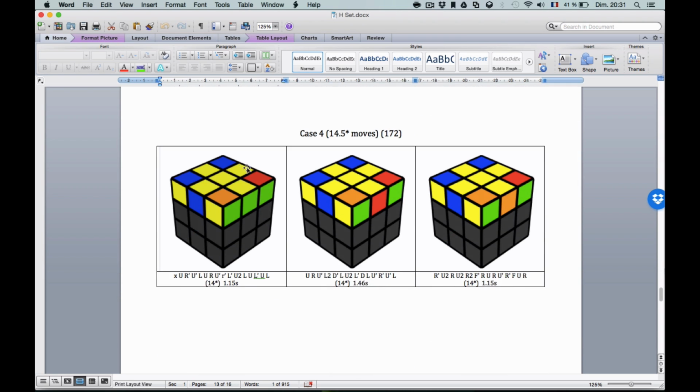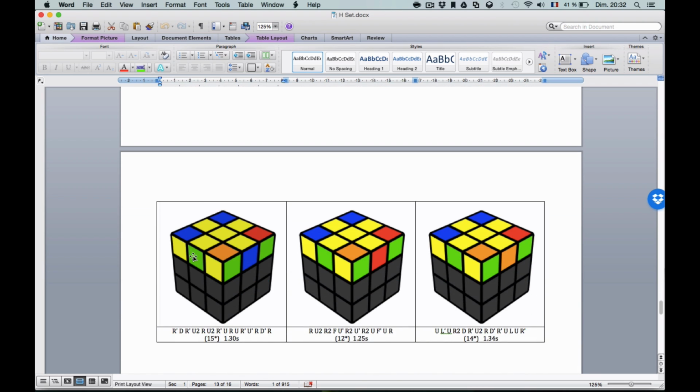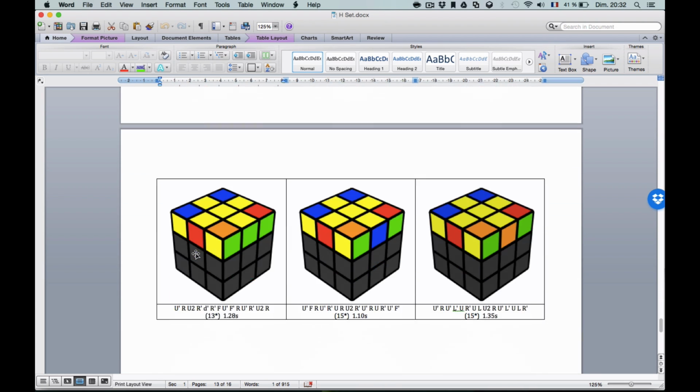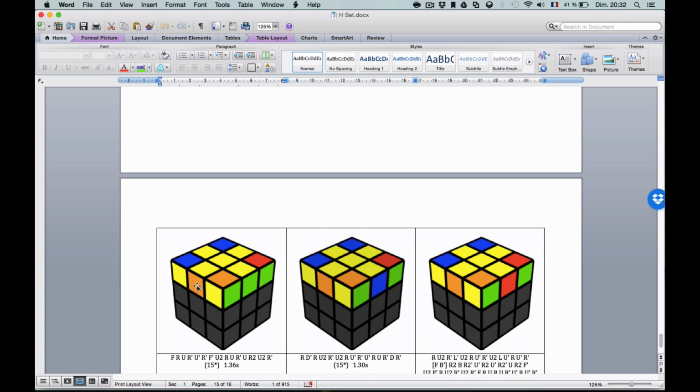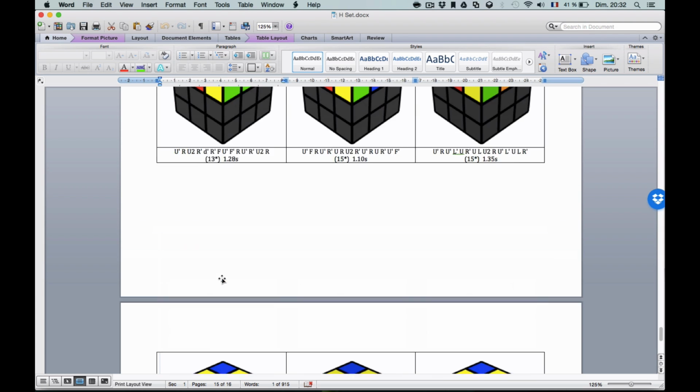For the last case, where the pieces that match up are on the left, I compare them with this piece. You can see that here they match up, here they're opposite, and here this piece, I compare this piece to this one. You can see that they're the same. And for the last set, I compare this piece with this one. You can see that they match up.